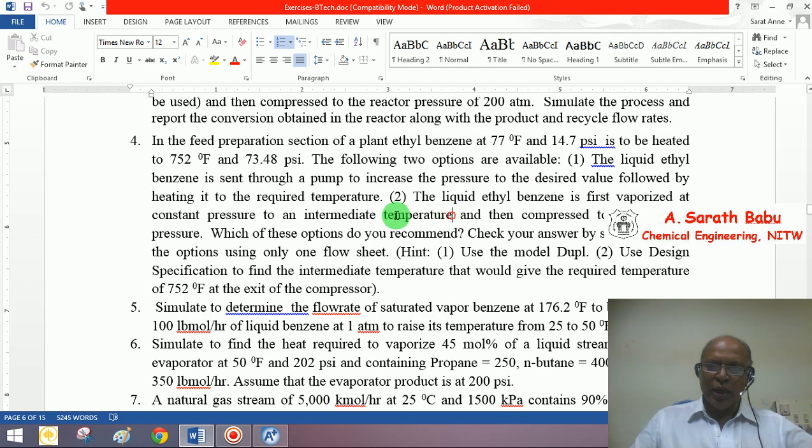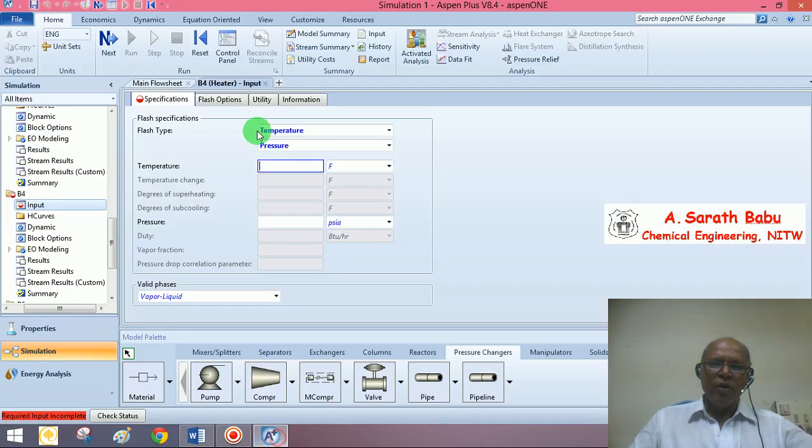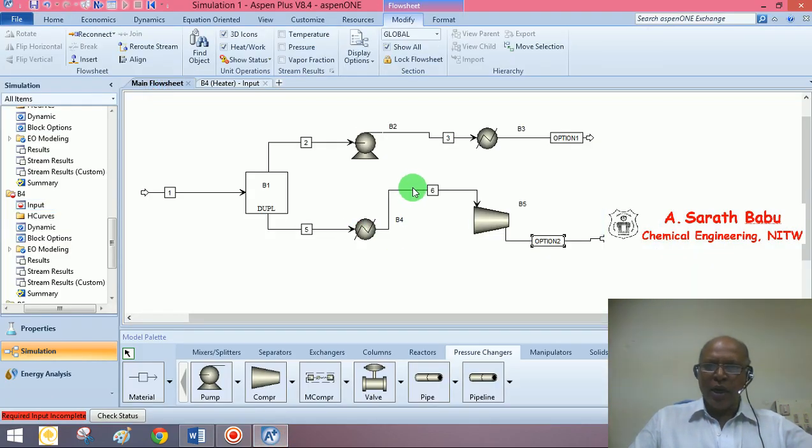Now we don't know to what temperature it should be heated first. The idea here is that when it is heated to some intermediate temperature at a constant pressure of 14.7, and ultimately compressed to 73.48, there will obviously be some temperature increase. So this intermediate temperature should be chosen such that after compression, you get the required temperature of 752.